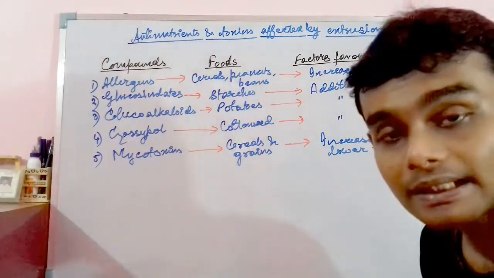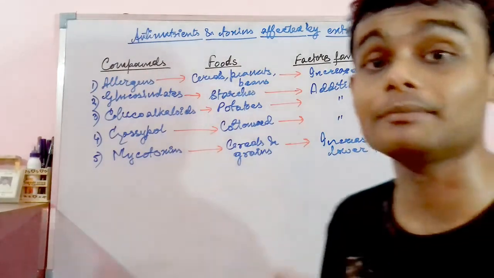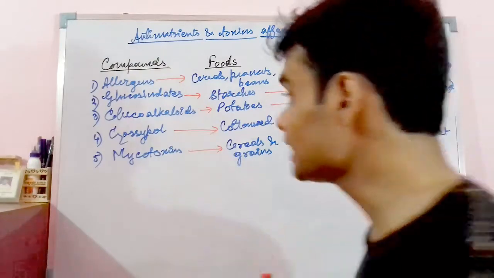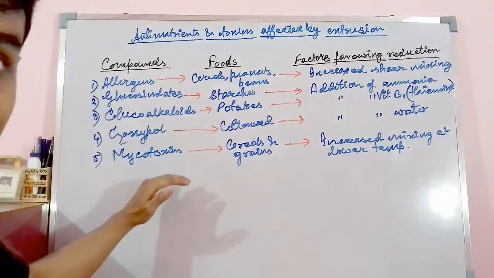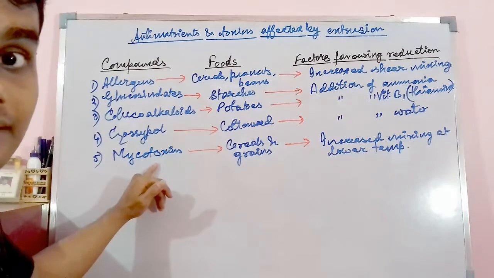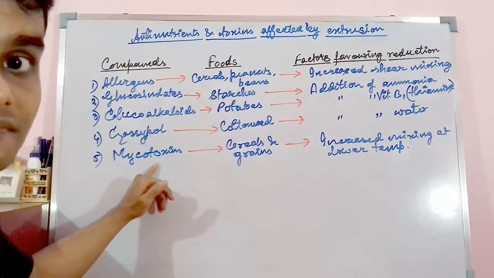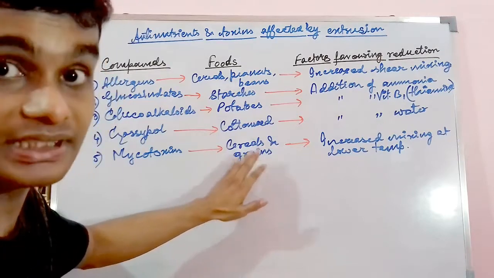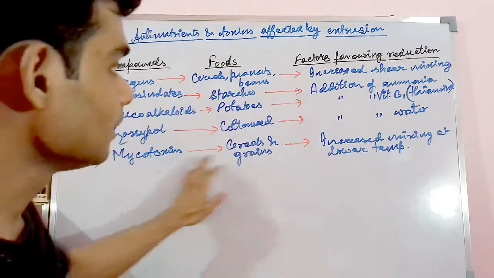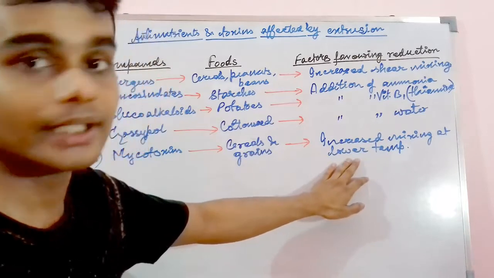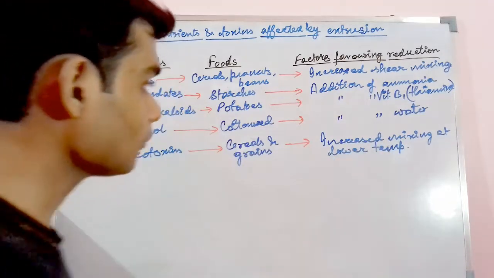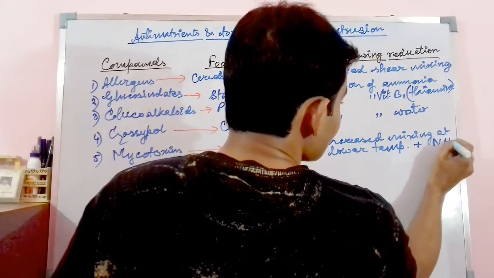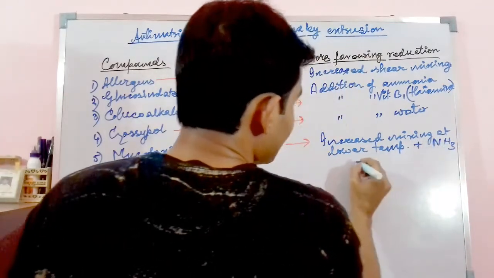Keeping the temperature low and increasing mixing would develop a heat buildup within the extrusion chamber, within the barrel, which will reduce, kill or denature the proteins present within the mycotoxins, like the aflatoxins and others. So cereals and grains are the major carriers of mycotoxins, and increased mixing at lower temperature results in this. Also, along with the increased mixing, we have NH3 ammonia addition.